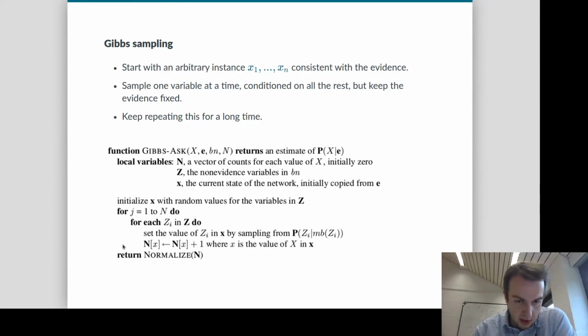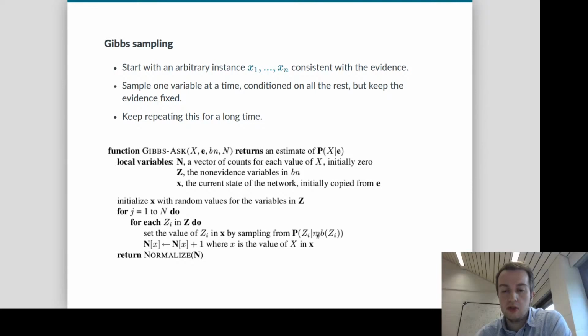So in this inner loop, this is the same procedure. For each variable z, where the z are the non-evidence variables, that includes the query and the hidden variables, in sequence, you would set the value of zi in x by resampling from the local distribution P(zi | mb(zi)). This conditioning, mb of zi, is known as the Markov blanket of the variable zi. It's not too important for this course. You could just assume that we resample zi given the values of all the other variables.